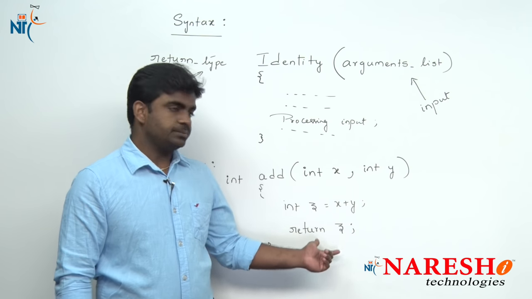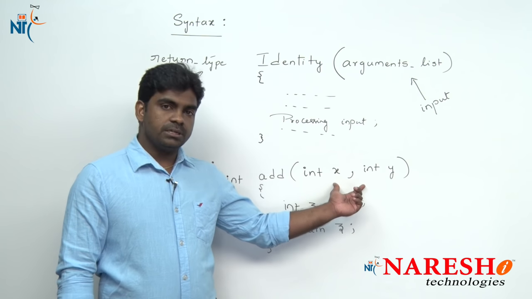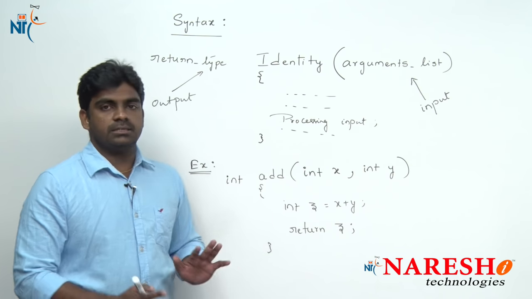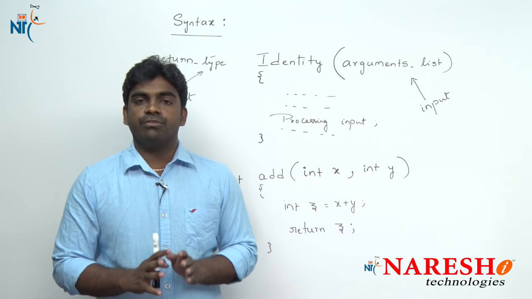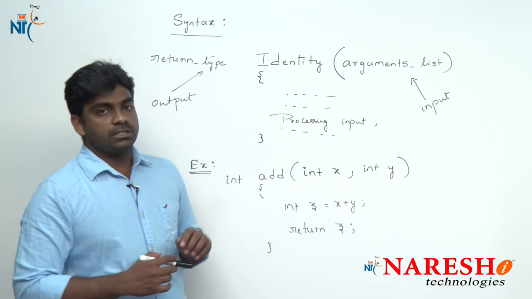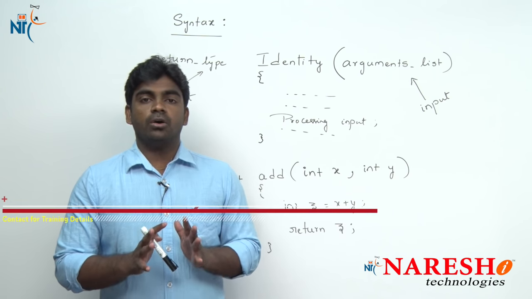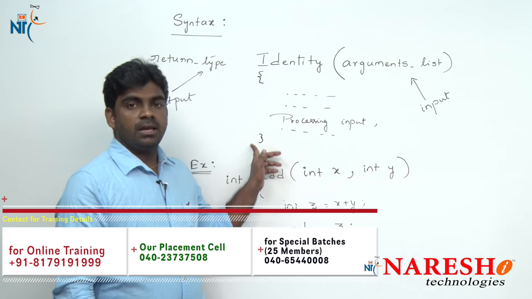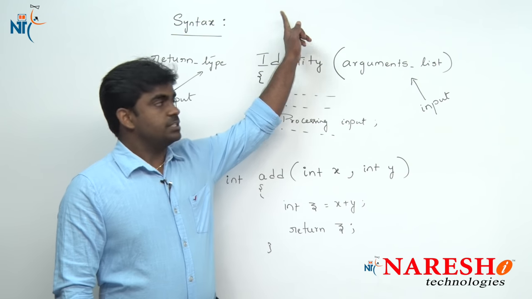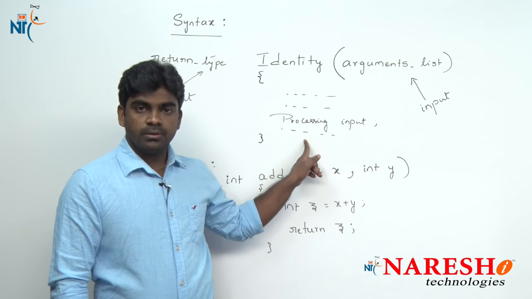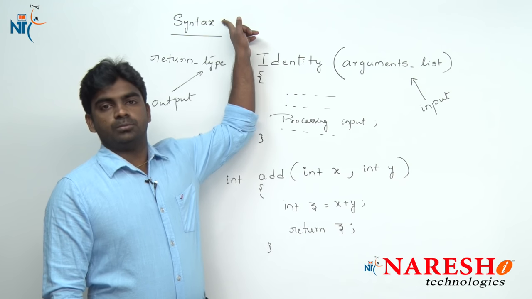Addition operation is taking input two numbers, adding them, and returning the result. That's it. This is what we call a function, simply. So finally, the definition: what is a function? A block of instructions having an identity, which is taking input, processing the input and producing the output.